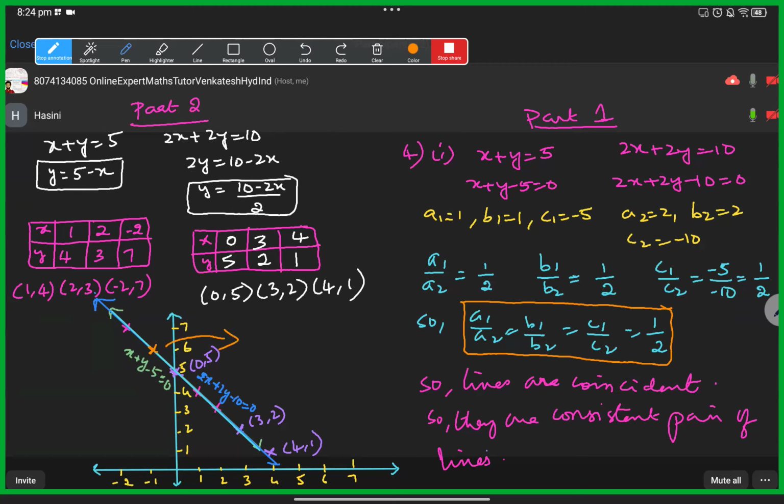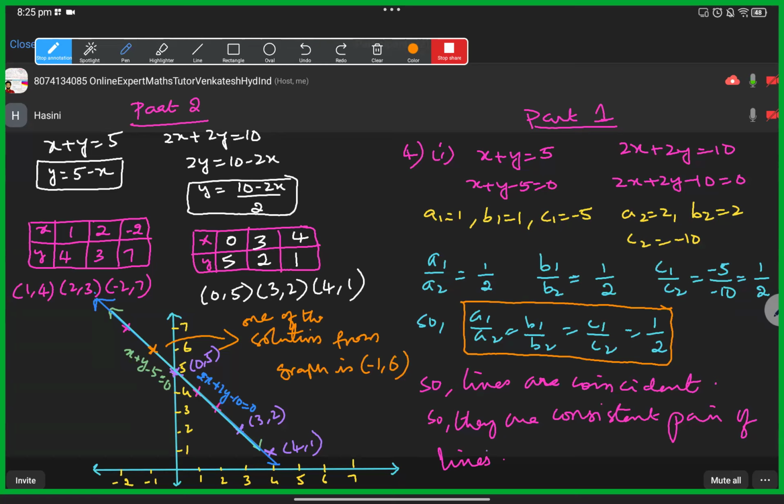Solution graphically: one of the solutions from the graph is (-1, 6). You can check, Hasni. If x is -1, you will get y as 6 only. If you want, you can substitute and check.